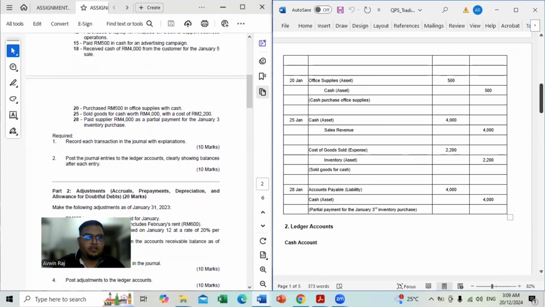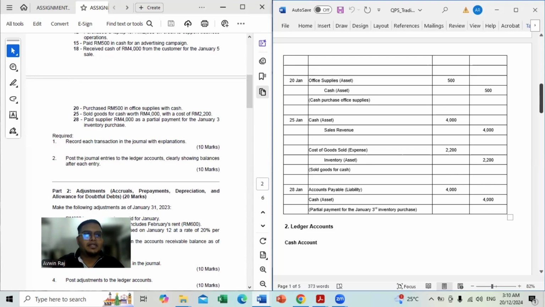For the 25th January, sold goods for cash worth 4,000 with a cost of 2,200. I debited 4,000 for the cash account. I credited 4,000 for the sales revenue account. For this entry, there is a second double entry whereby I debited 2,200 for the cost of goods sold account and I credited 2,200 for the inventory account.